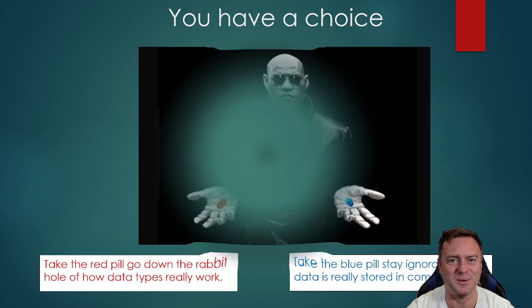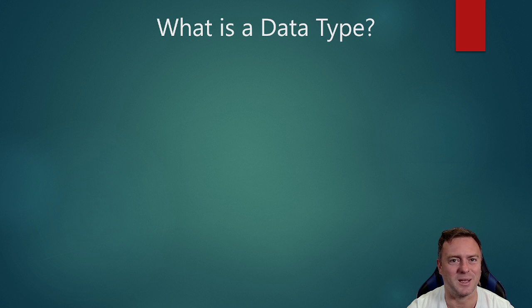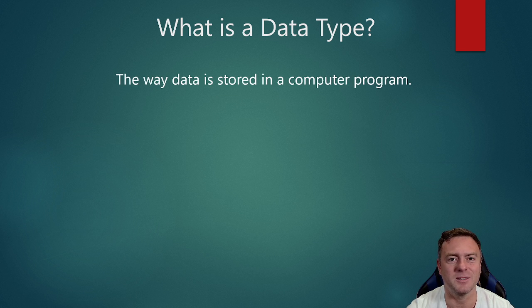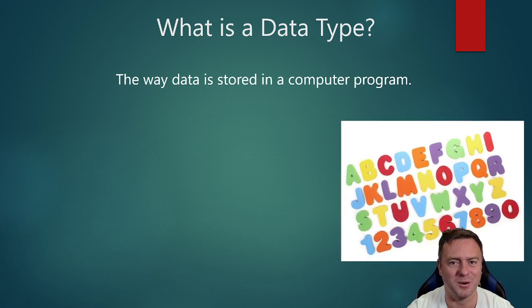So hopefully we take the red pill and follow Morpheus down into what data types are. So what is a data type? It's the way that data is stored in a computer program.